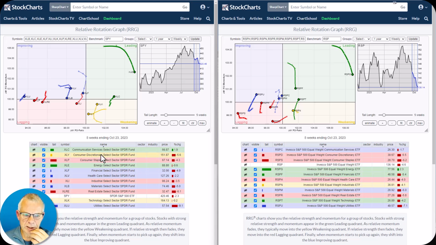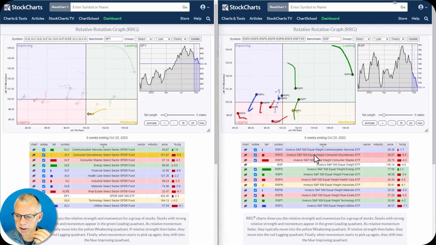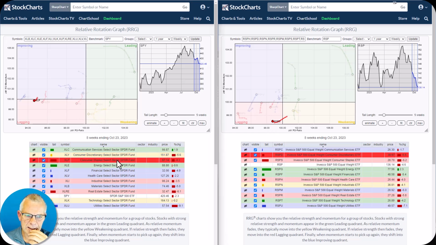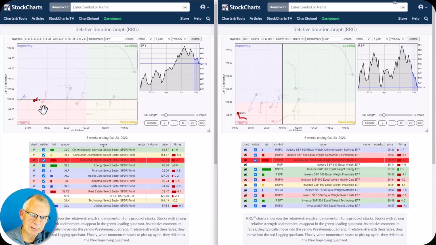So we had communication services. So look at consumer discretionary. You see the same type of rotation, bottom left towards lagging, inside lagging. Here you see staples. Slightly better on the equal weight, but the lowest reading, so still a very weak sector, just like it is on the cap weighted end. But it looks as if equal weight is picking up a little better, but it's not much. It's still very, very weak.